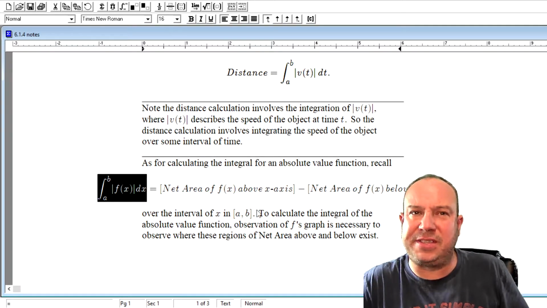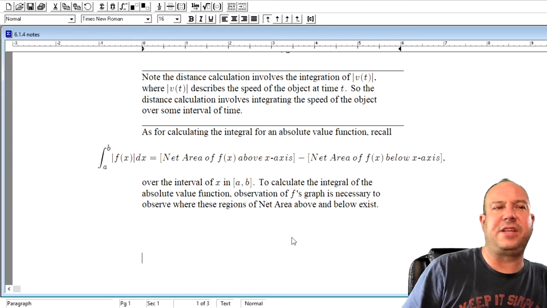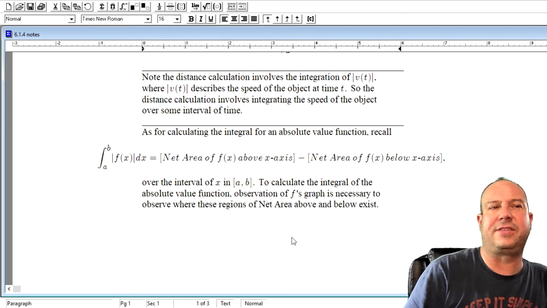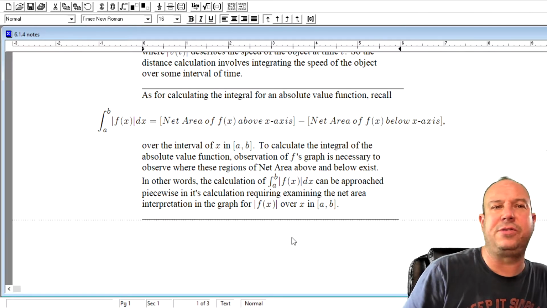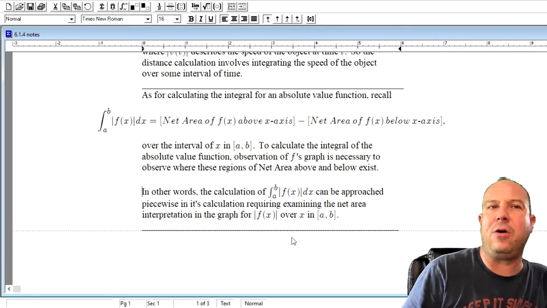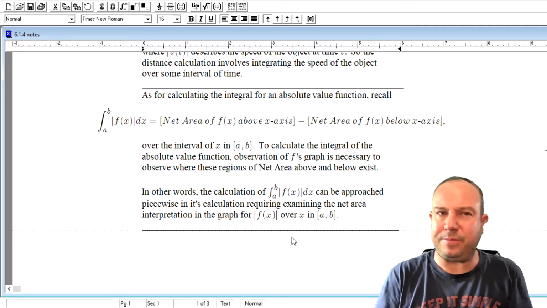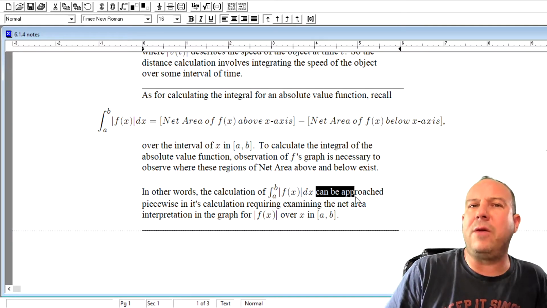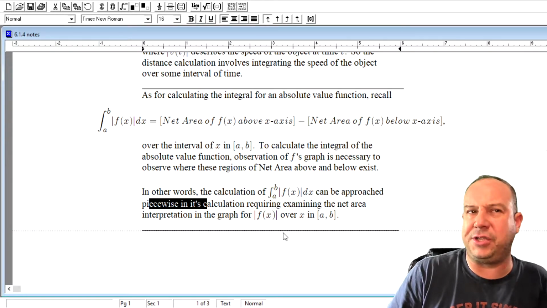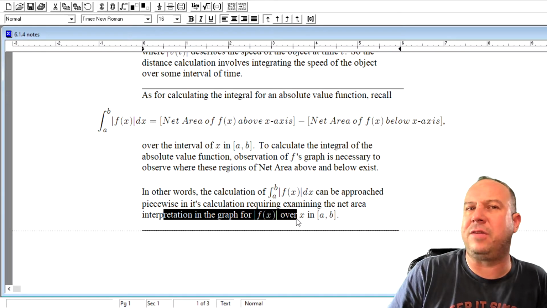What I tell students instead is essentially just look at the graph of the absolute value of f of x. It's going to look a lot like the graph of f of x, except every region that used to dip below the x-axis is now going to be flipped above the x-axis as a positive result. So in other words, the calculation of the integral from a to b of the absolute value of f of x dx, the way we're going to approach that is piecewise in its calculation, requiring examining the net area interpretations in the graph for the absolute value of f of x over values of x in this interval from a to b.